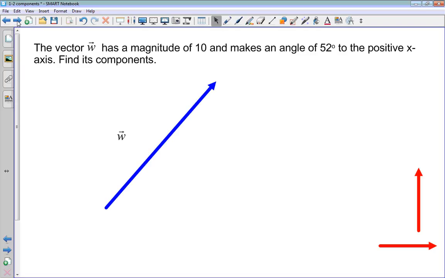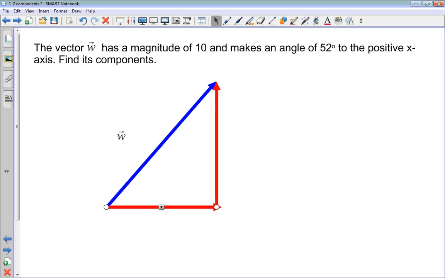Well, this is going to be another exercise in right-angle trigonometry. First, let's put in the vectors that represent our components. We're going to have an x component, and we're going to have a y component. Let's change the size of this so they match up like this, and we will label these. This is x, this is y, and of course these are at a right angle. So if we know the magnitude of w is 10, and we know that w makes an angle of 52 degrees to the positive x-axis, that means the angle between our x component, which is going in the positive x direction, and w must be 52 degrees.